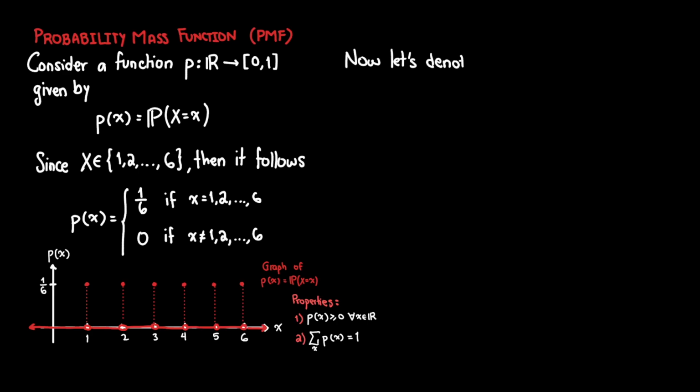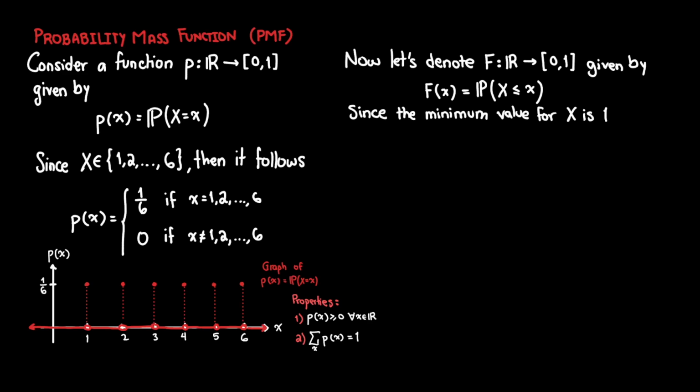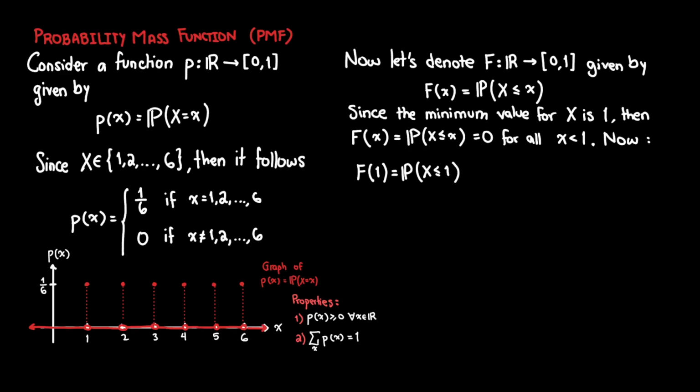Now, let us consider a different function denoted by a capital F, which will be given by the probability that a random variable x takes a value less or equal to small x. In this case, notice how F evaluated in all numbers below 1 is 0, since the smallest number we can observe in a dice roll is 1. Now, the first interesting case is when x equals 1. By definition, F of 1 is the probability of the variable being less or equal to 1.